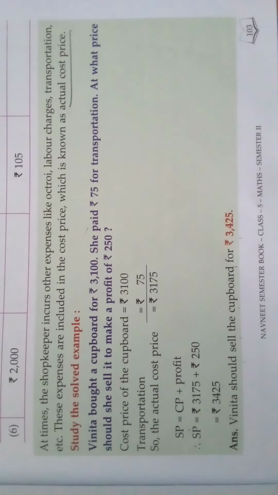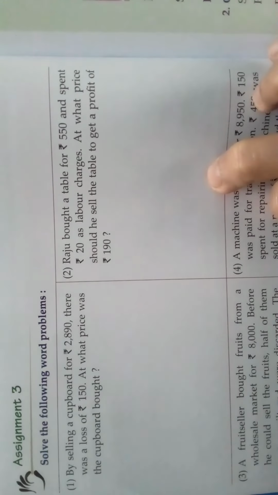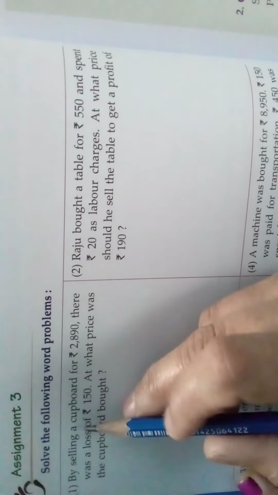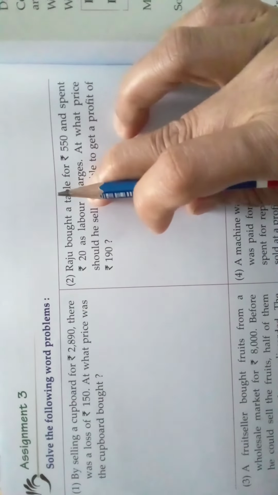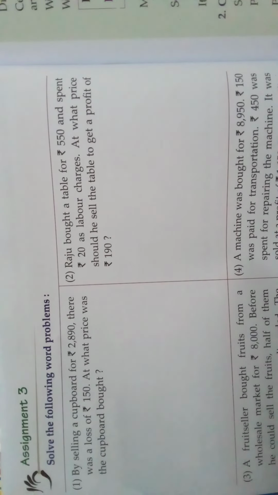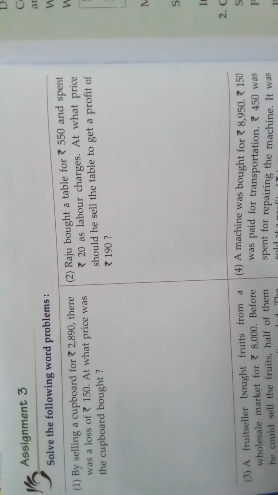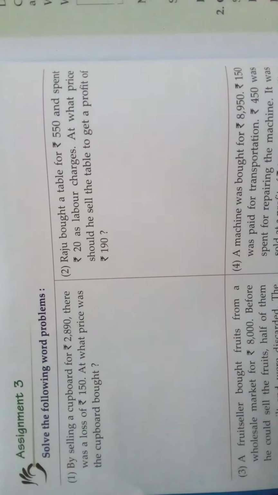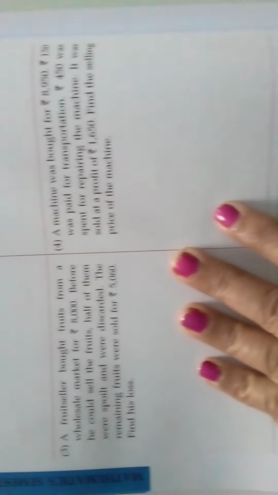Come, we will see this further, we will understand this through the sums, through assignment sums. Go to next page. Assignment 3. Solve the following word problems. See here, first sum. By selling a cupboard for 2,890, there was a loss of rupees 150. At what price was the cupboard bought? Understood children? This is very easy. You can do it on your own. Come, we will do one more sum. The third sum we will see.